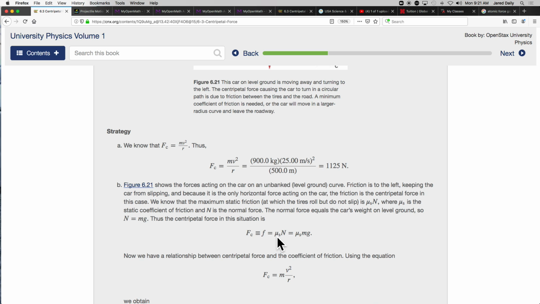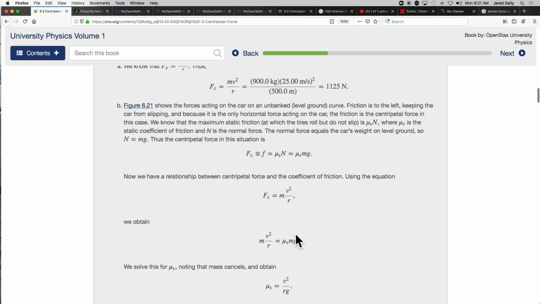If we set that equal to the static friction, which is mu s times n, where n is the normal force, remember that on a flat surface where gravity is the only thing pushing the object down, your normal force is going to be equal to your gravitational force, which is your weight, so that's m times g. So now your centripetal force equals your frictional force, which equals mu s m g. Well, your centripetal force was m v squared over r.